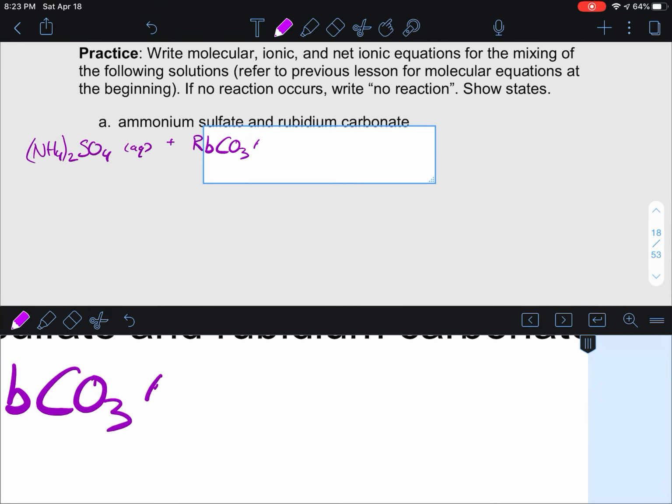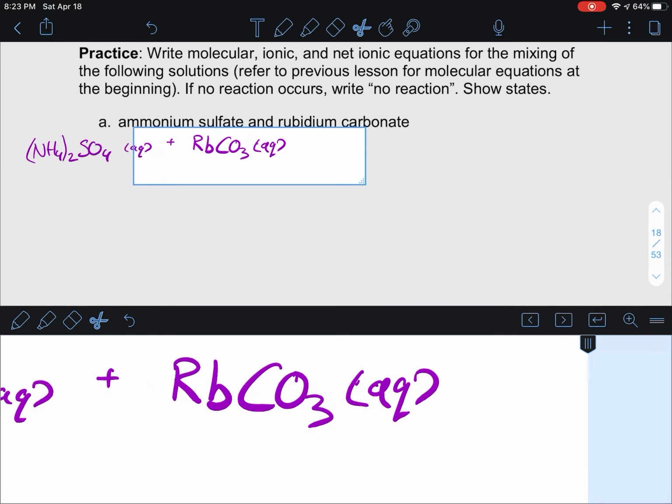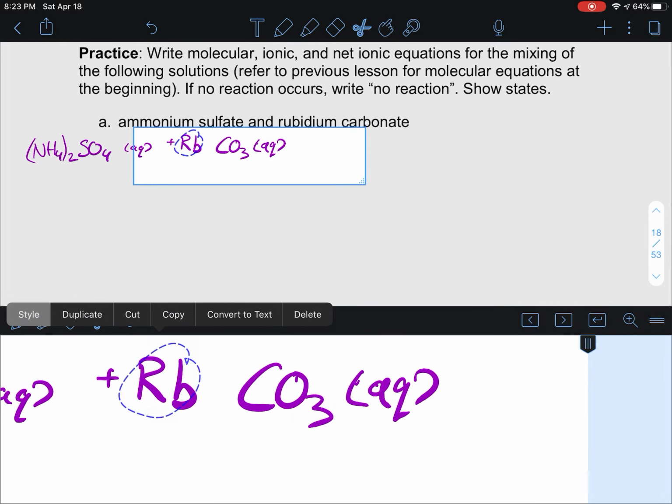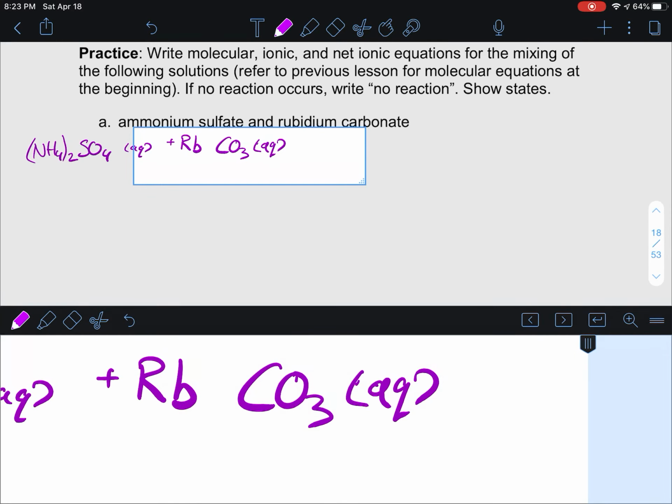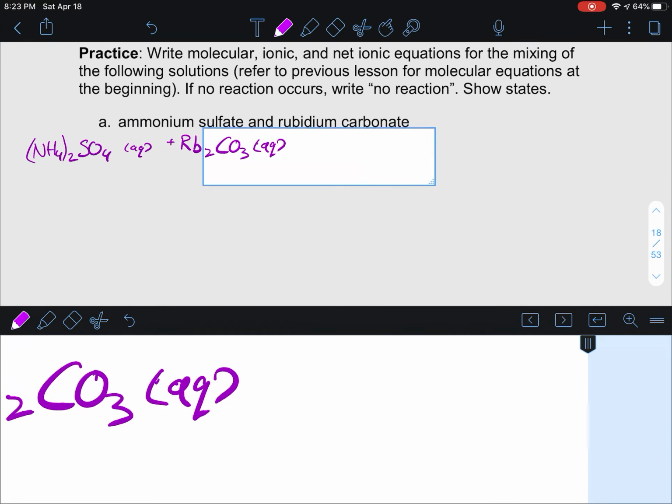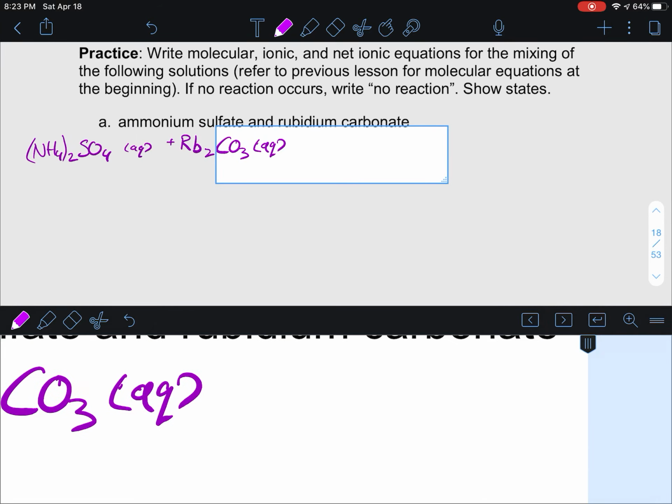Carbonate's a 2- ion, and rubidium is a 1+ ion. That's why this works out. It's the only way this would work because carbonates are otherwise insoluble. Isn't this going to have no reaction? I'm giving away the answer, aren't I? One second, I'm just going to pull up my periodic table. This is why you always should have a periodic table in front of you.